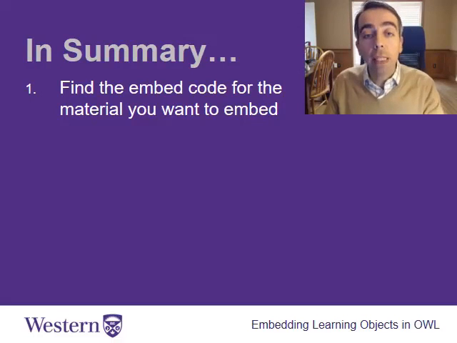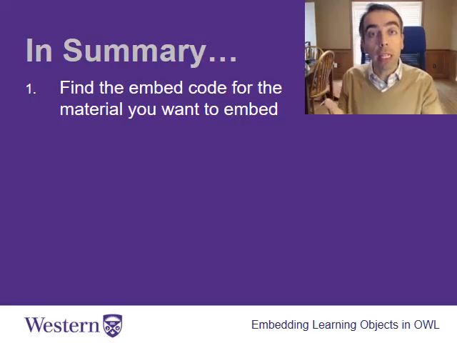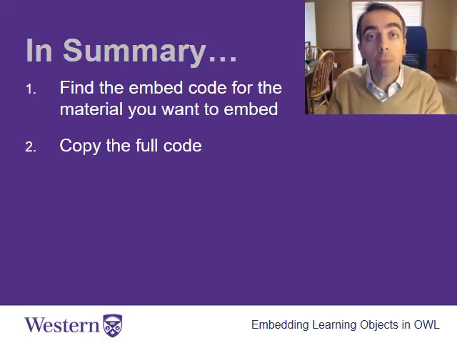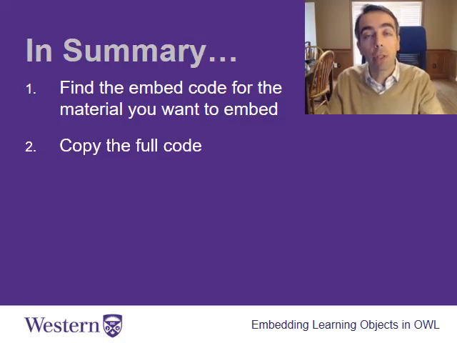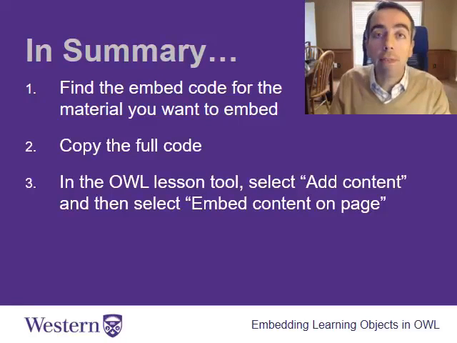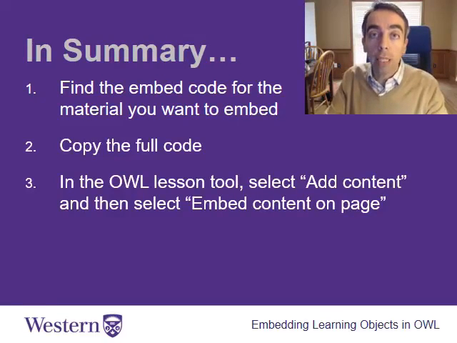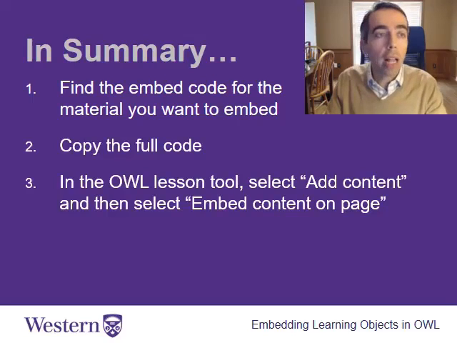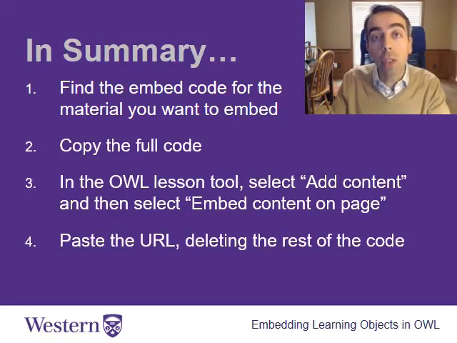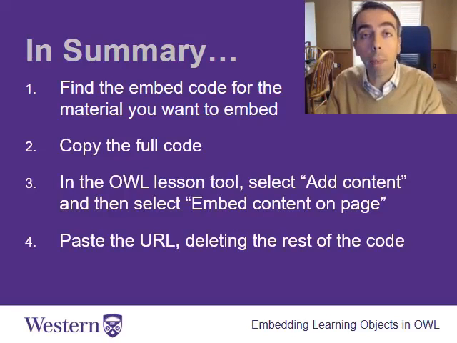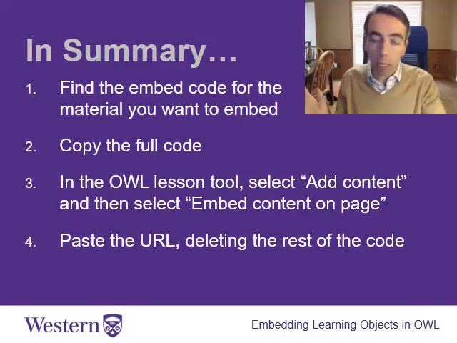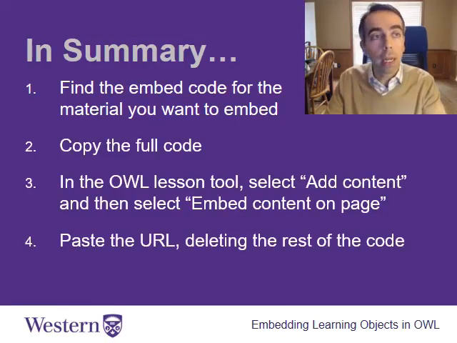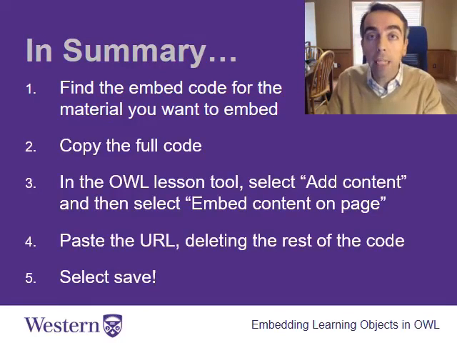So there are five easy steps to embed material in OWL. The very first thing that you need to do is find an embed code for material that you want to share. Once you've found that code, you're going to copy it, pressing Control C or right-clicking on your mouse and selecting copy. You're then going to navigate to your OWL site, and in your lessons page, you're going to add content and embed content on that page. Once the dialog box appears, you're going to paste the embed code that you originally copied, but making sure to only paste the URL, getting rid of all the rest of the superfluous material. And then finally, you're going to select save. And with that, you'll have embedded material ready to go and share with your students.